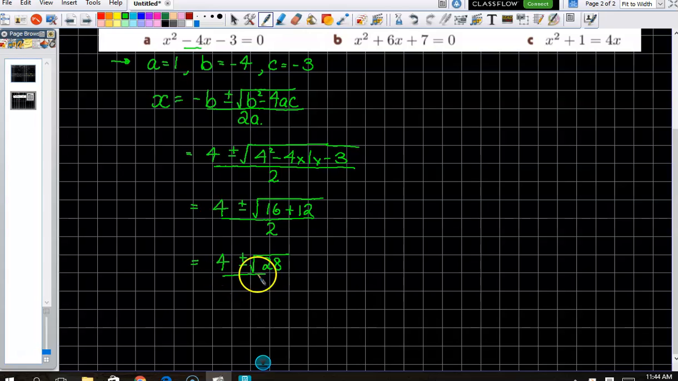Here's my question to you. Can I divide each of those by 2? That's a no. By the way, if you're listening at home, everybody went yes. Not everybody, but a lot of people went yes. So you can't, right? If it was 4 plus or minus 28 over 2, absolutely you could divide each one by 2. But because you've got that square root, you have to simplify it first.